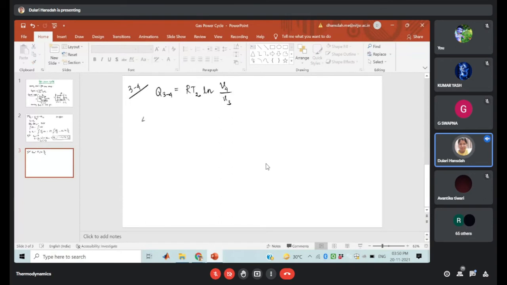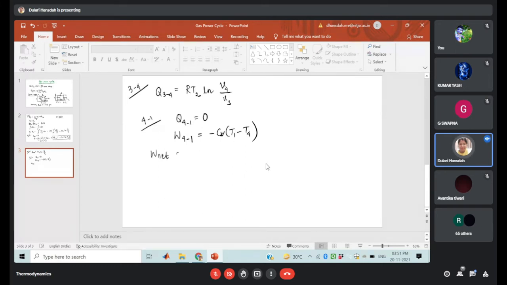Then again for the process 4 to 1, it is the reversible adiabatic process, right? So in that case, the heat transfer will be 0. That is Q41 will be 0. Similarly, I can write down the compression work, W41, which will be achieved at the expense of the internal energy. So I can write it as Cv (T1 minus T4). This will be the compression work in the case of the reversible adiabatic process.